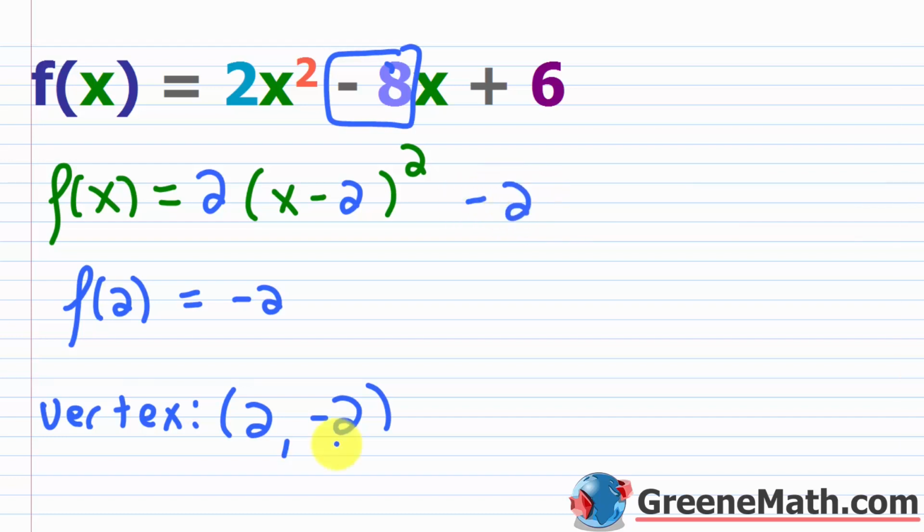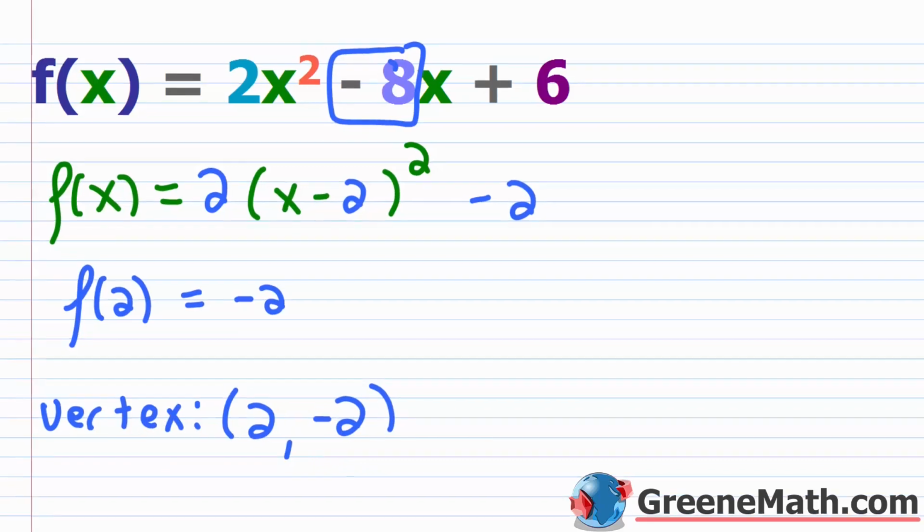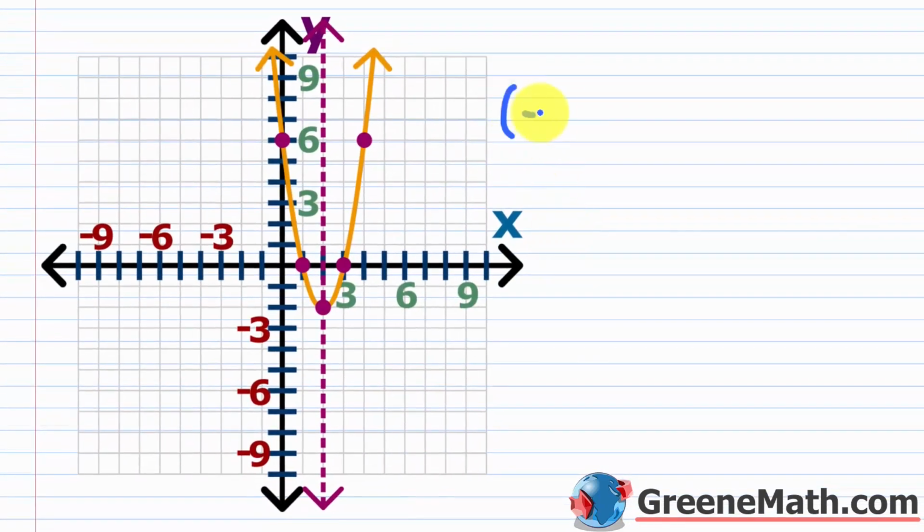It doesn't really matter. Now, what I want to do now is just grab my vertex. So 2 comma negative 2. So my vertex is 2, negative 2. That's going to be right there. My axis of symmetry is x equals 2. So you see that line is already drawn.